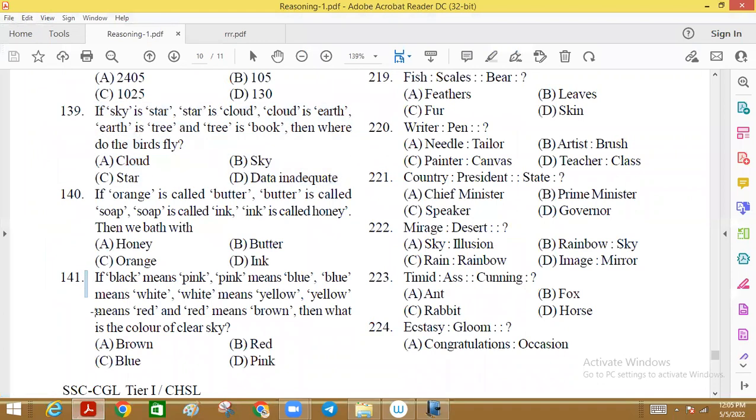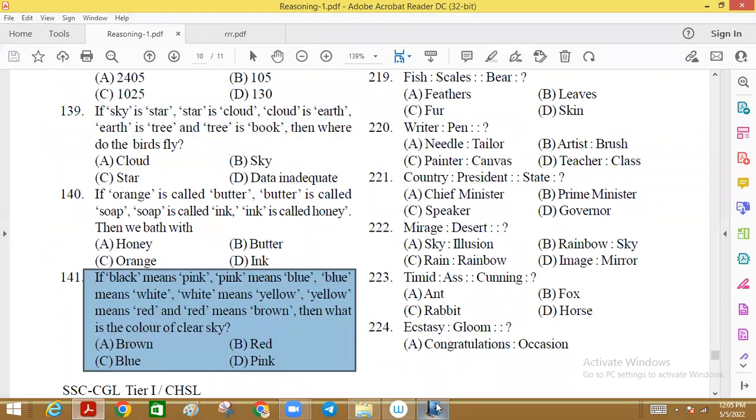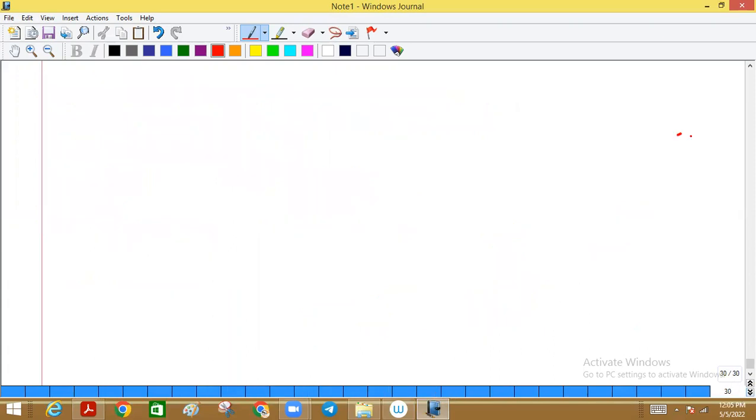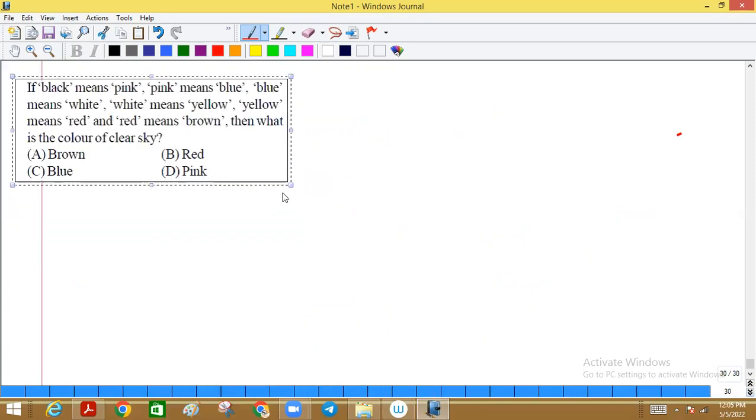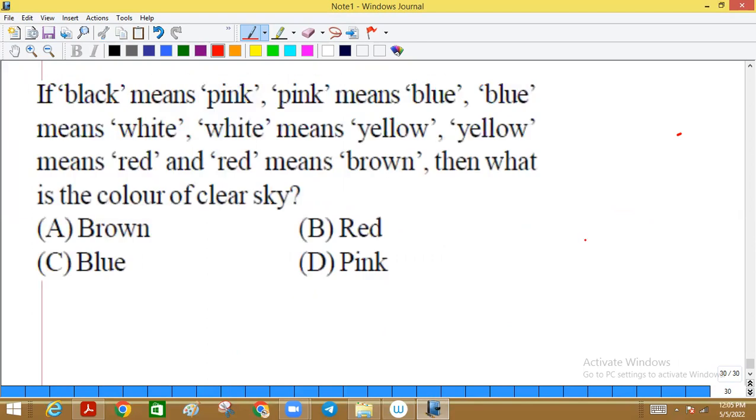Next one. Try to answer this one now, as you know the process. Black means pink, pink means blue, blue means white, white means yellow, yellow means red, red means brown. Then what's the color of clear sky? First of all, you should have the GK of what the color of clear sky is. Black or blue? Blue. The answer is blue.